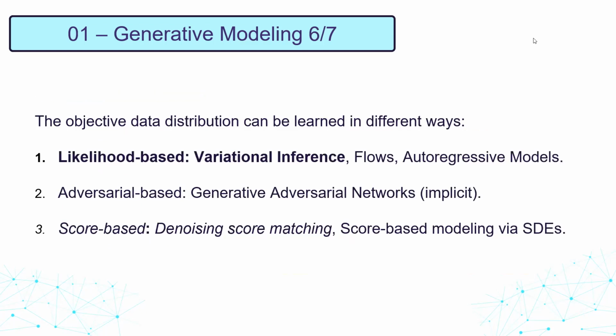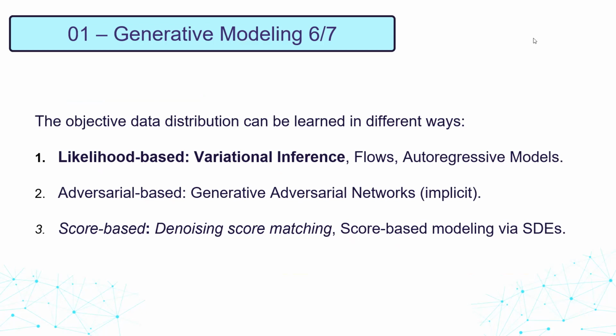So generative models in general, they can be learned in three different ways, mainly. The first one is likelihood-based, which is what we're going to be looking at today, actually a very specific spectrum, which is variational inference, because then you have normalizing flows, and then you also have these autoregressive models. So like GPT, for example, is an autoregressive model.